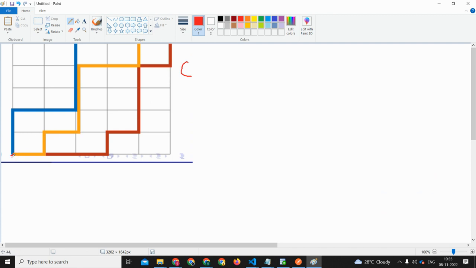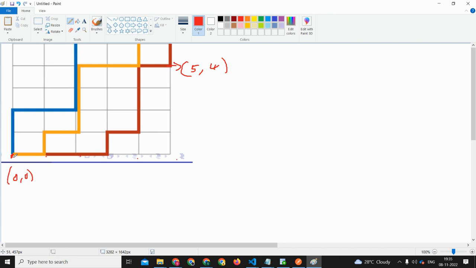If we say that this point is going to be 0 comma 0, what is this point going to be? 1 2 3 4 5, right? So on the x-axis it's 5, and 0 1 2 3 4, so that point is 5 comma 4.